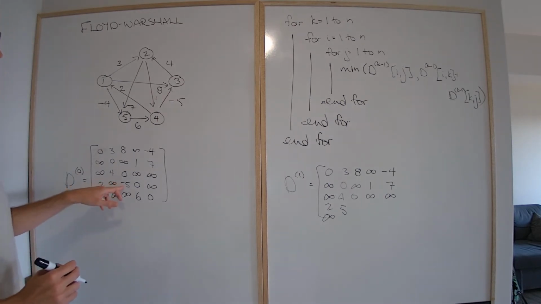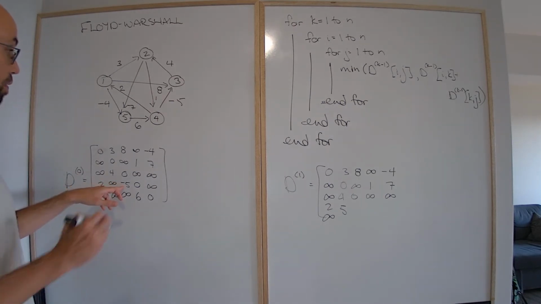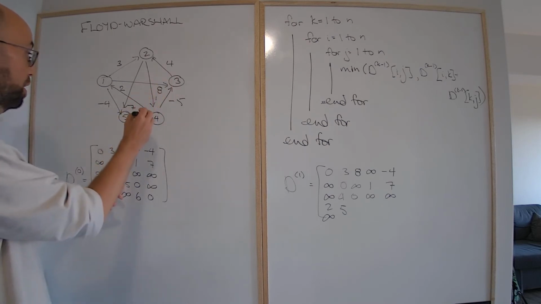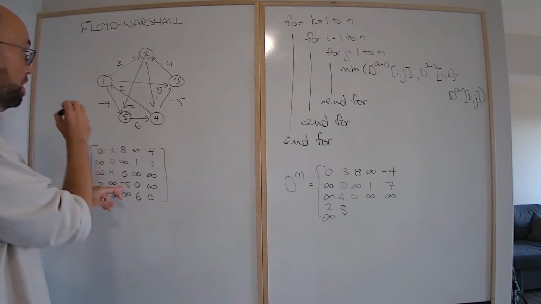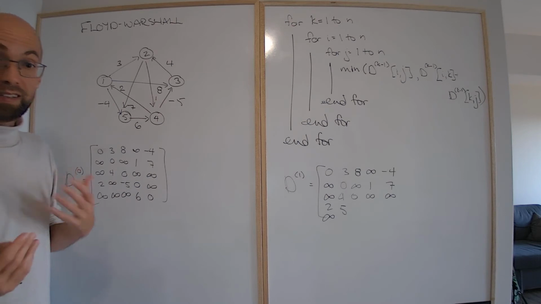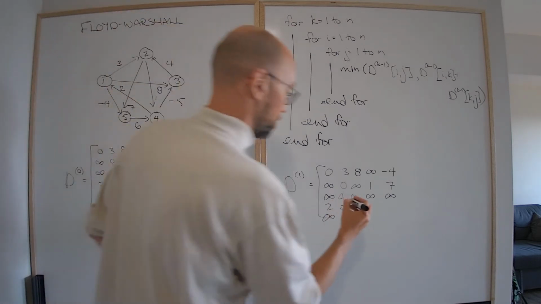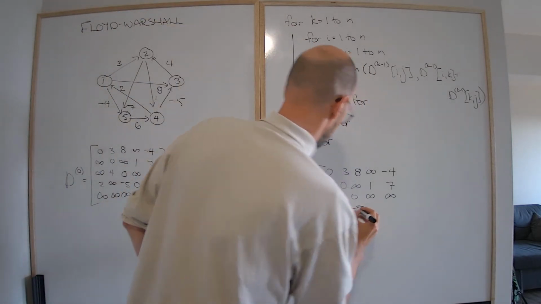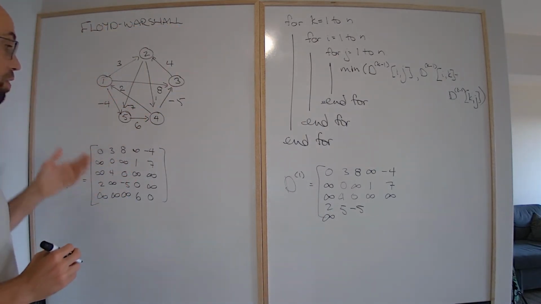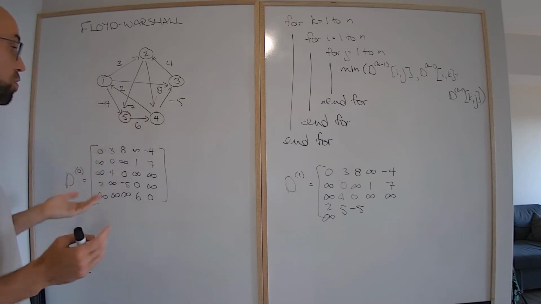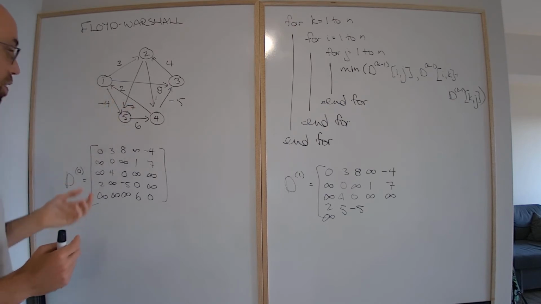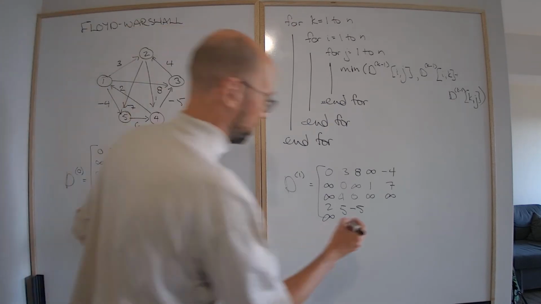The cost of going from 4 to 3 is the min of the cost going directly, which is minus 5, and the cost of going from 4 to 1, which is 2, plus the cost of going from 1 to 3, which is 8. So it's the min of minus 5 and 10, and so it's minus 5. The cost of going from 4 to 4 is the min of going from 4 to 4, which is 0, and the cost of going from 4 to 1 plus the cost of going directly from 1 to 4, which is infinite, so this is still 0.